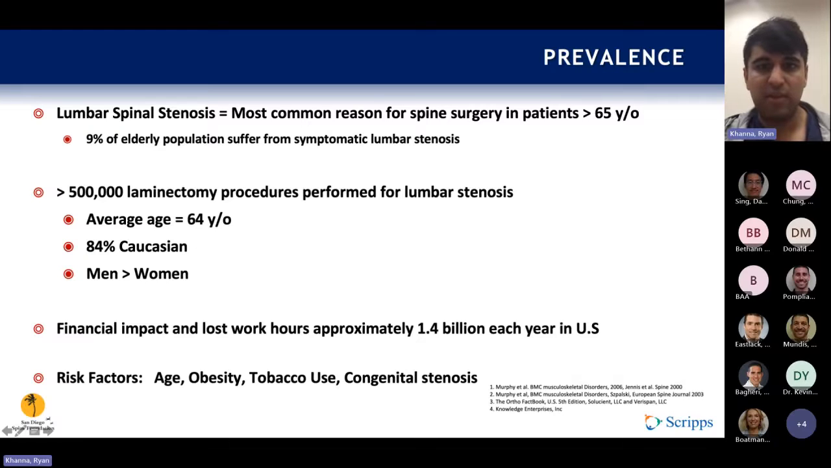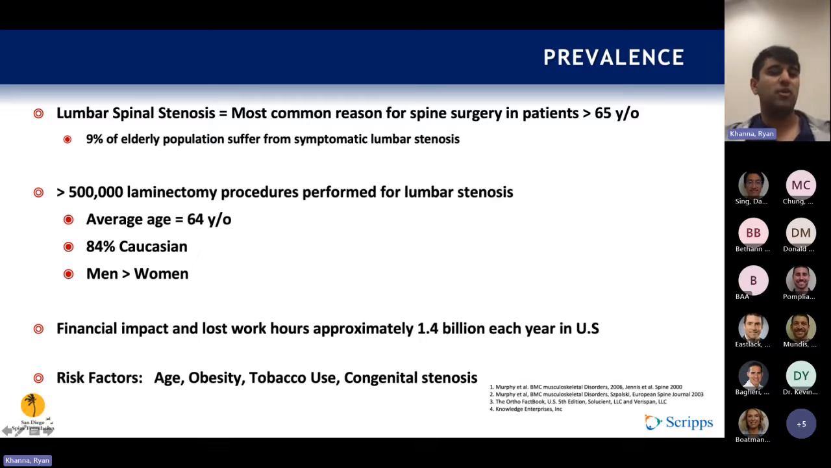So first of all, prevalence. As anybody who's gone to any spinal clinic knows, lumbar spinal stenosis is the most common reason for surgery in patients older than the age of 65 years old, our Medicare population. Up to 9% of elderly patients suffer from symptomatic lumbar stenosis, and more than 500,000 surgeries a year are performed for lumbar stenosis.